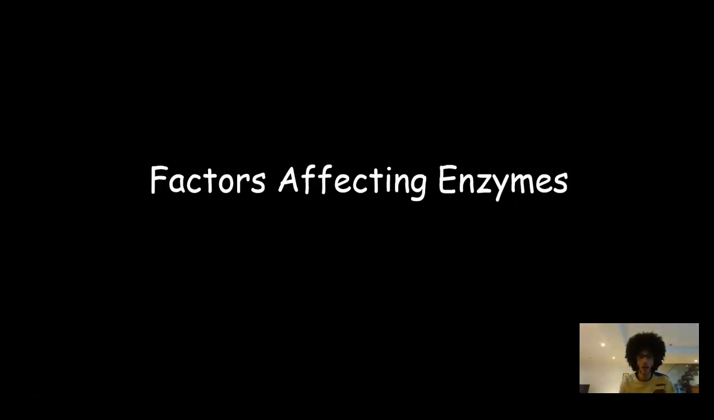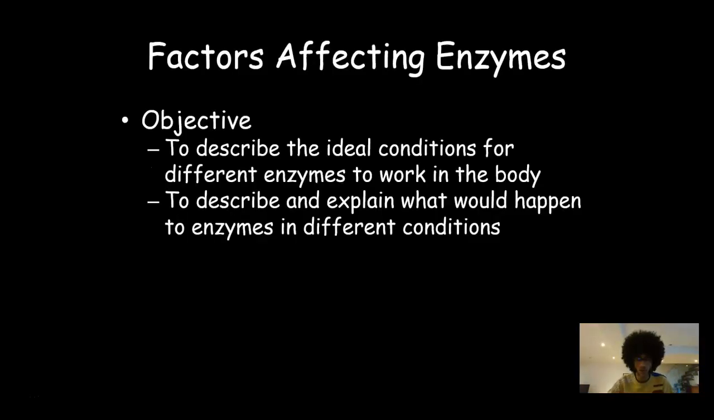Previously I've talked about the required lab you need to know about enzymes and how it's affected by temperature and pH, and I've talked more generally about enzymes before. This is more talking about the things that can affect how active those enzymes are in your digestive system as well as elsewhere. So the objectives for today's lesson are to describe the ideal conditions for different enzymes to work in the body and also describe and explain what would happen to enzymes in different conditions.